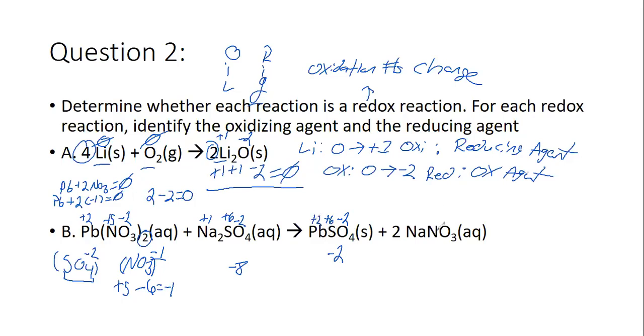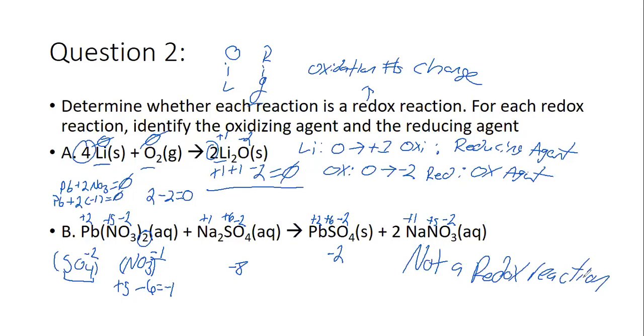Same idea with nitrate, NO3. The oxidation states of NO3 never change really. So oxygen's minus two, nitrogen's plus five, and sodium's plus one. If you look from the left side of the equation to the right side, nothing has changed. As no oxidation states have changed, this is not a redox reaction.